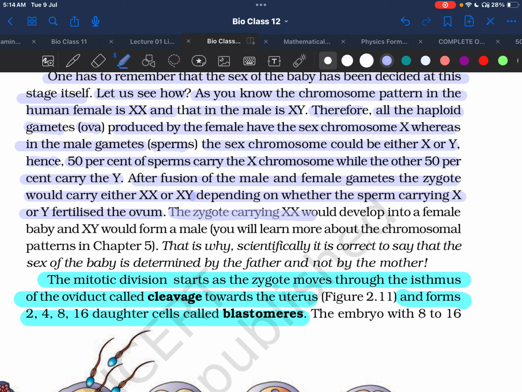The zygote carrying XX would develop into a female baby and XY would form a male. You will learn more about the chromosomal patterns in chapter 5. That is why scientifically it is correct to say that the sex of the baby is determined by the father and not by the mother.